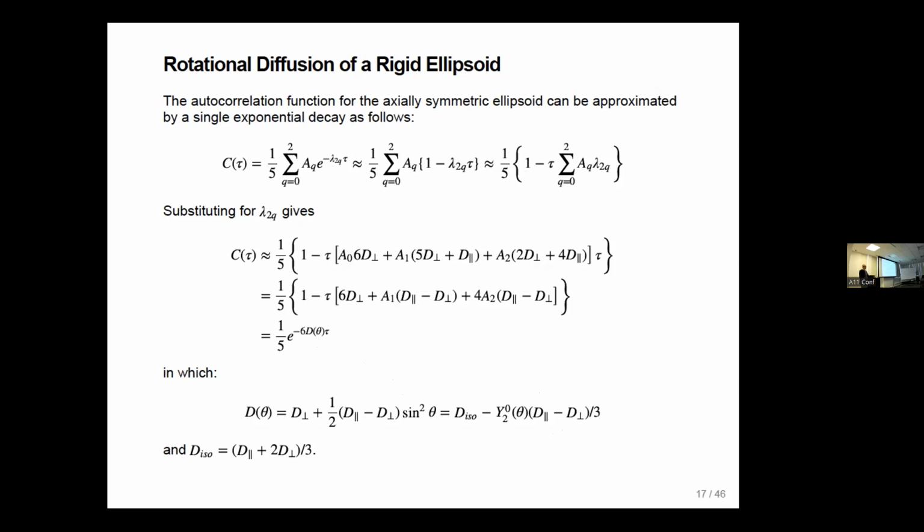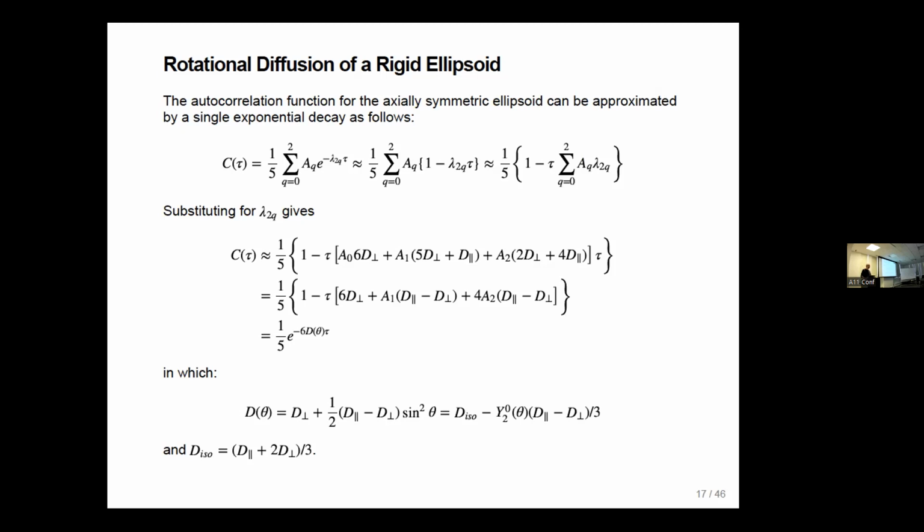I could have written it as tau over tau c. It's just a little more convenient in this case to use D, a diffusion constant, rather than a diffusion time. And the 6 comes because we have a second order spherical harmonic. So that turns out to be a factor of L times L plus 1 shows up. And because we have L equals 2, we have 2 times 3 equals 6.